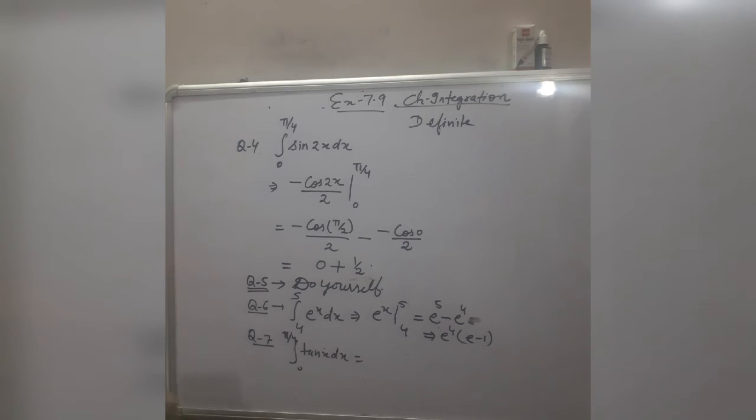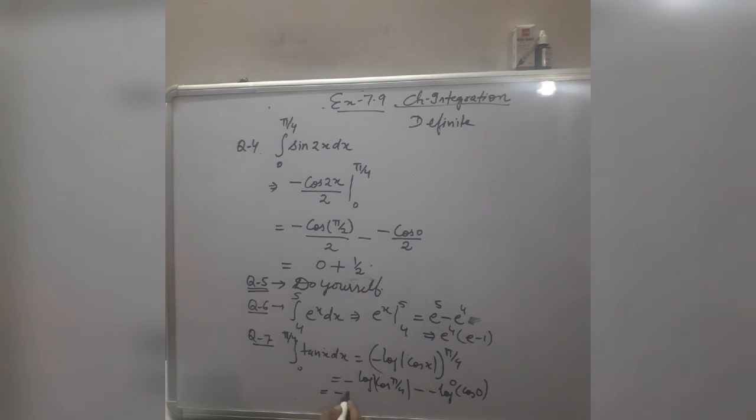The integration of tangent is minus log cos x, or otherwise one more formula is there, log secant x. You can use any formula. So I have written here minus log cos x. Now upper limit minus lower limit, pi by 4 minus 0. So firstly, in place of x we will put the upper limit, meaning log cos pi by 4. Now minus sign, then lower limit, minus log cos 0.